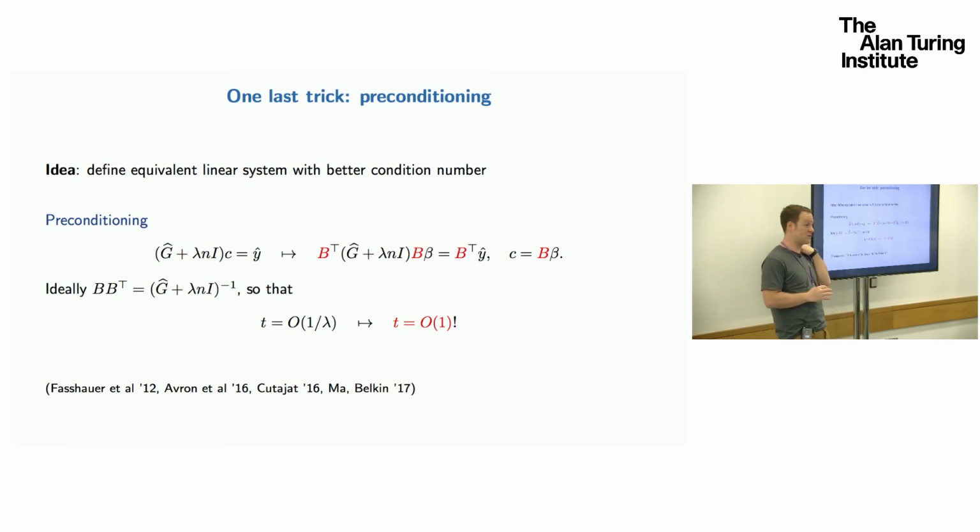The last trick that made the difference for us was using preconditioning, which, roughly speaking, is, given a linear system, pre-multiplying the linear system by something that makes the condition number better, the ratio between the biggest and the smallest eigenvalue.